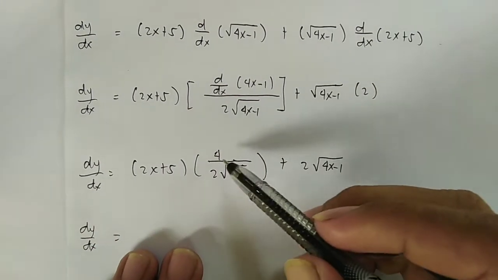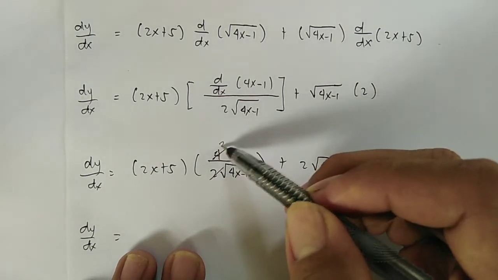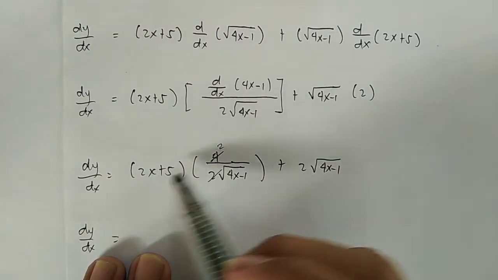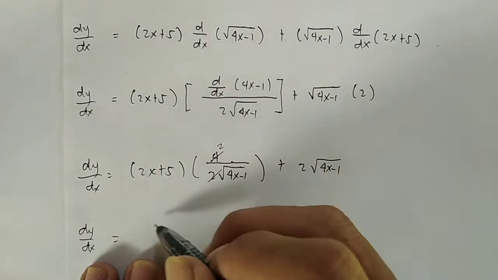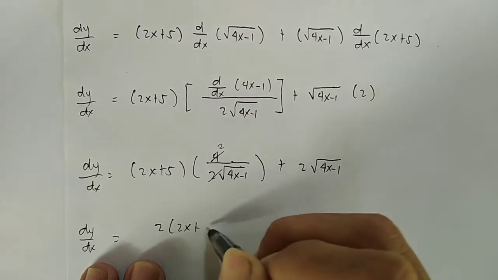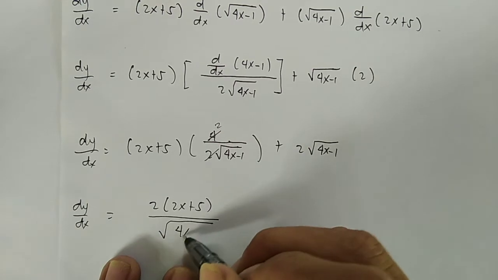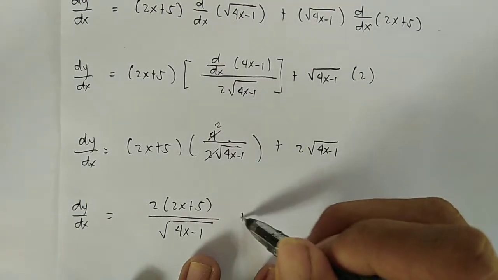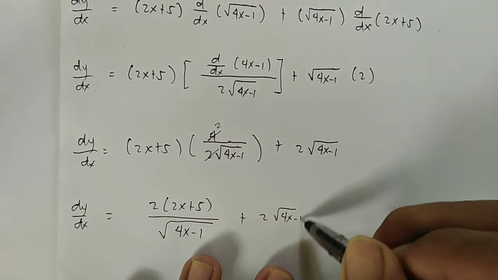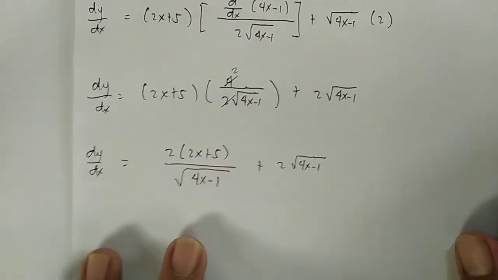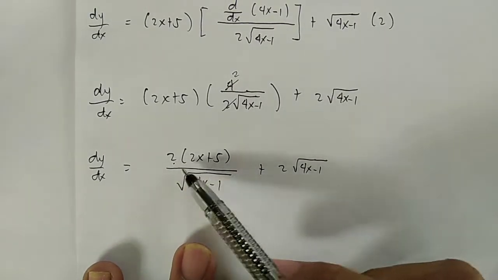Kung napapansin nyo dito, mayroon tayong 4 tsaka 2. So, you can cancel it out or you can divide 4 by 2. So, matitira dito 2. So, 2 times the quantity of 2x plus 5, magiging 2 times 2x plus 5. Then, all over the square root of 4x minus 1. Yan. Then plus 2 times square root of 4x minus 1. So, kung napapansin niyo, we can still distribute 2 in this expression.